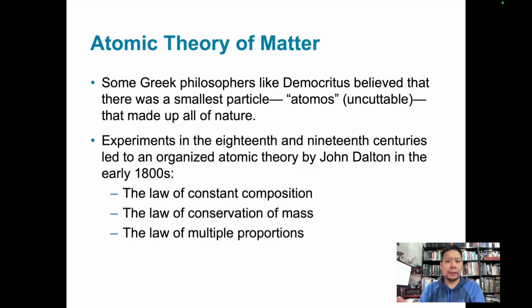So then in the 18th and 19th centuries, a whole bunch of different experiments happened, right? And it led John Dalton, who some people consider the father of chemistry, to organize his atomic theory based on a whole bunch of other discoveries that happened. So the first one was the law of constant composition. The second was the law of conservation of mass. And the third one was the law of multiple proportions, which we talked about some of them already.